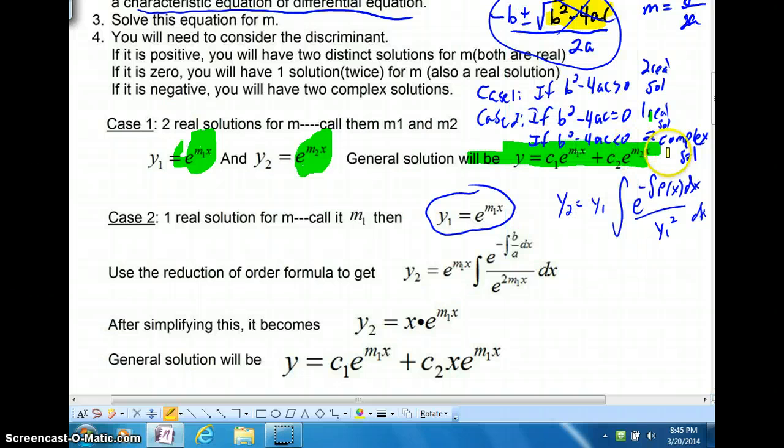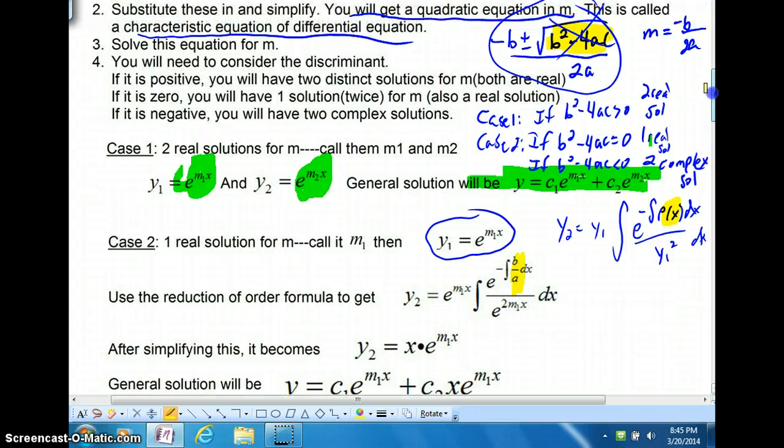The p of x is going to be b over a. And there we have it. And down below we have e to the 2 m1. But, hey, what did we say m1 was? Hey, look at this. m1 was opposite b over 2a.